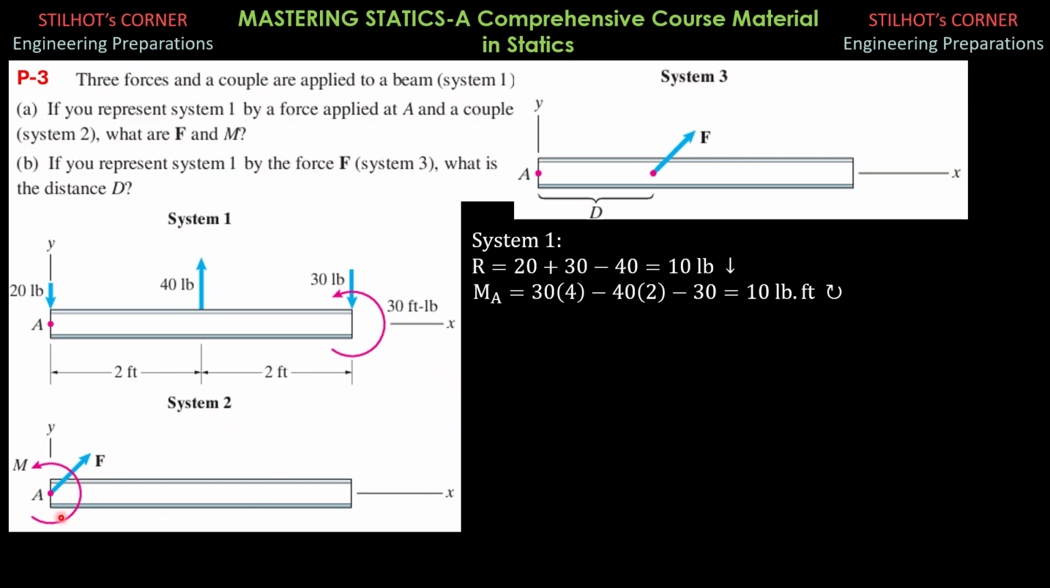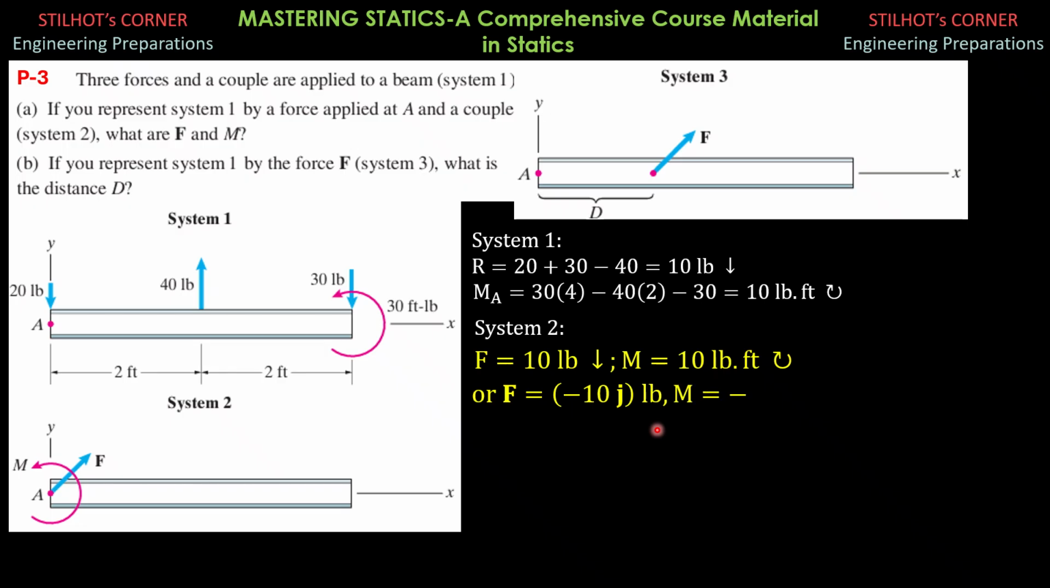That's for system 1. The resultant is 10 pounds downward and the moment about point A is 10 pound-foot clockwise. So therefore, for system 2, F will have a magnitude of 10 pounds downward and M is 10 pound-foot clockwise. Since we are obliged to present our answer F in vector form, it is equal to negative 10 j pounds, and the moment is negative 10 pound-foot because it is clockwise and counterclockwise is positive.